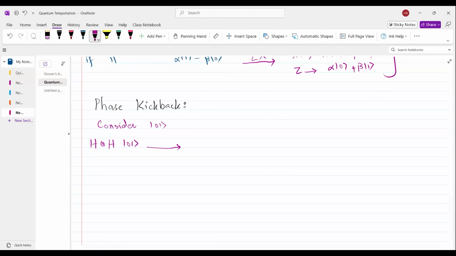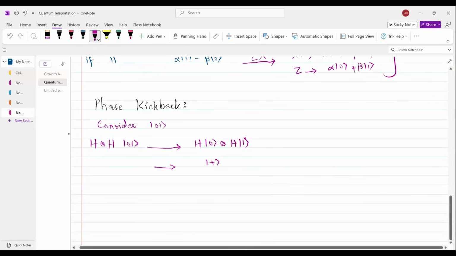When we apply Hadamard on the 0 state, it gives us the plus state. And when we apply Hadamard on the 1 state, it gives us the minus state. As you can recall, the plus state expands out to be (|0⟩ + |1⟩)/√2, and the minus state is (|0⟩ − |1⟩)/√2.